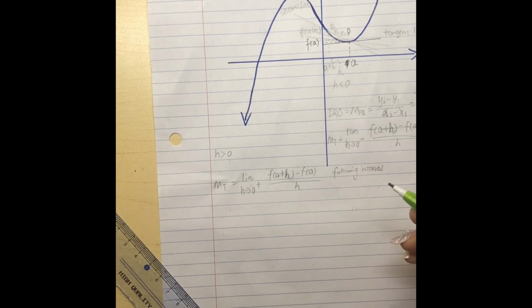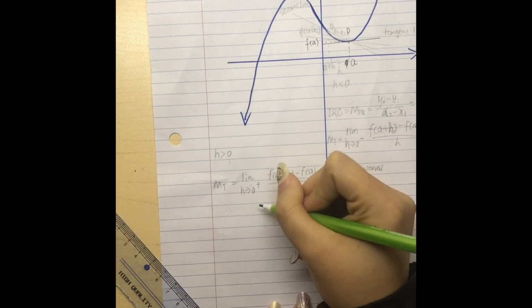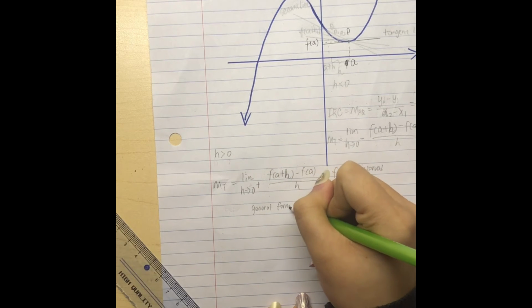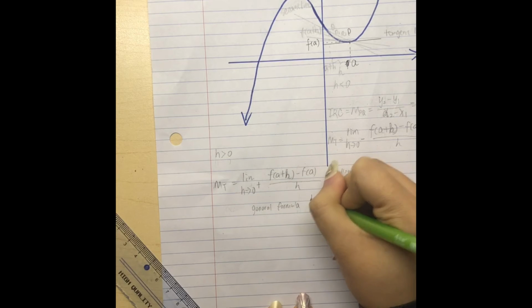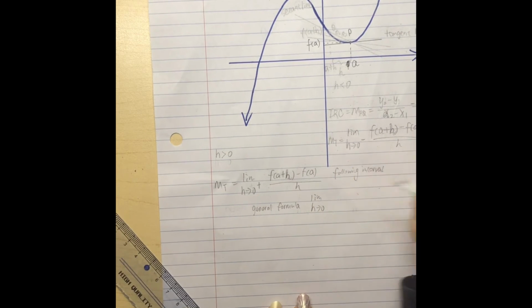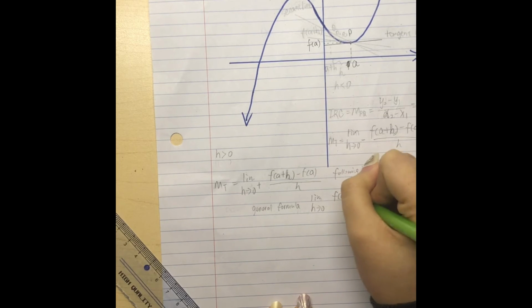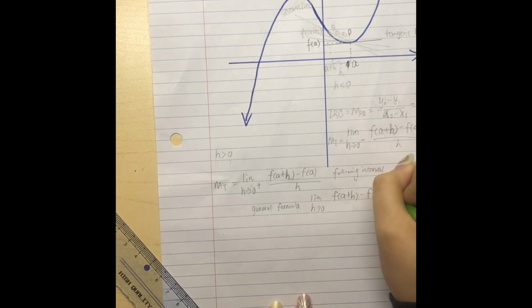We can guess the formula through those two. So the general formula is the limit as h approaches zero, no negative, no positive, of f(a plus h) minus f(a), divided by h.